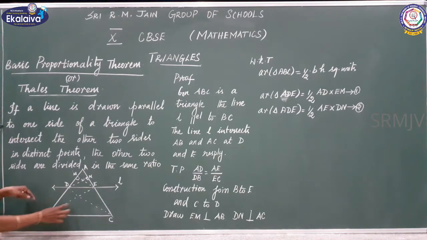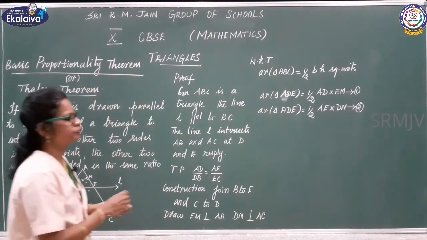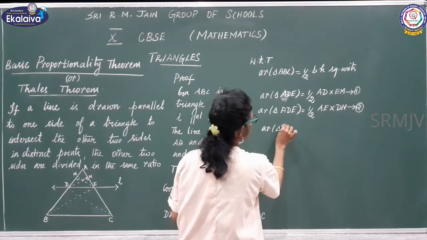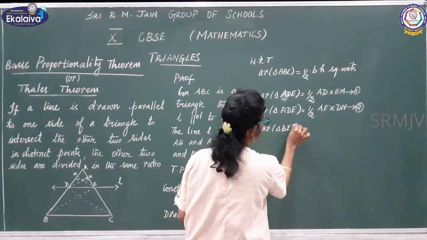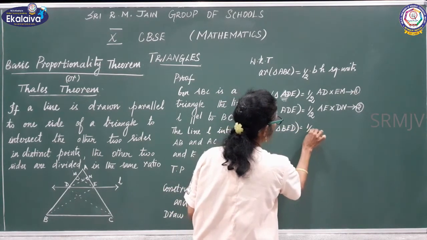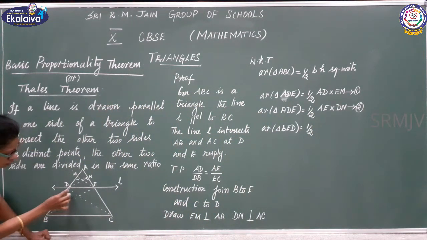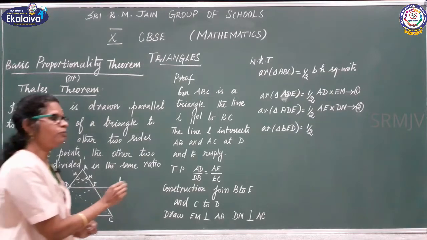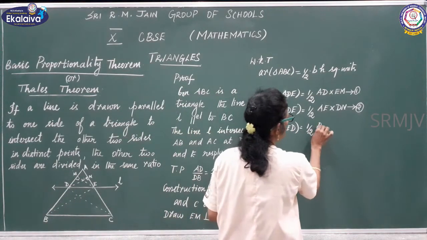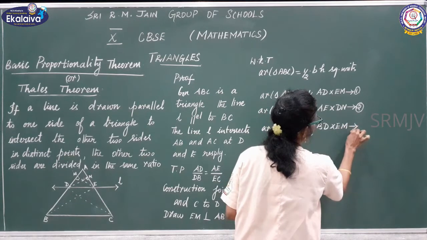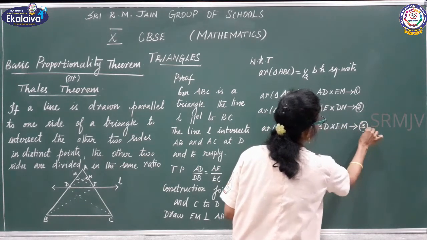BED. Area of a triangle BED equal to half into, here which is your base children? See here, BD is our base. The perpendicular height is EM. Will you agree? BD into EM. You may ask how the perpendicular height is EM.